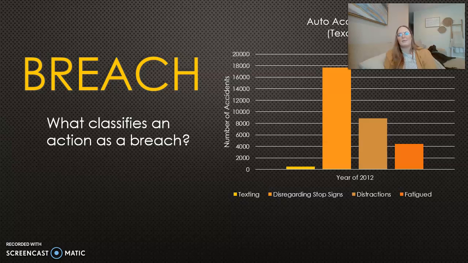So, we have auto accidents in Texas in the year of 2012. Now, you'll see texting is pretty low comparatively to the rest of the data. Then we have fatigue, so accidents due to fatigue, distractions, but you'll see that number one on this graph here is disregarding stop signs. So all of those people essentially breached their duty, because you have that duty or that legal responsibility to stop at a stop sign. And when you do not, you've committed a breach.